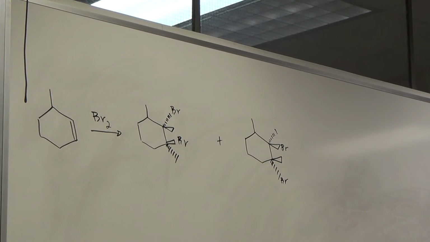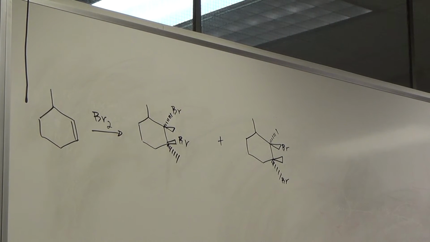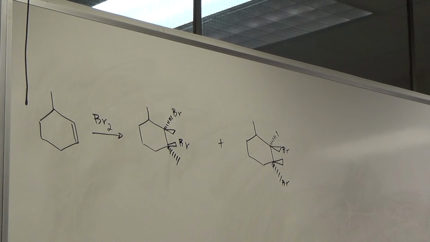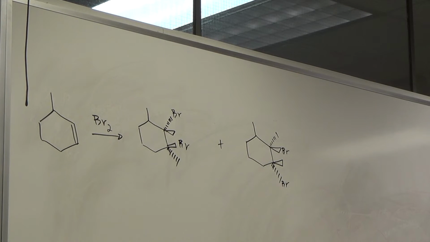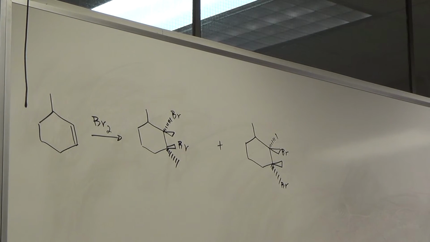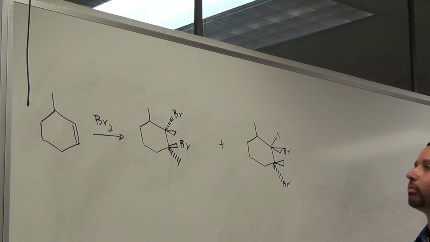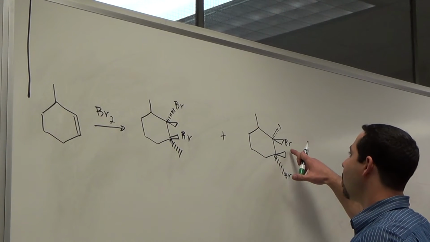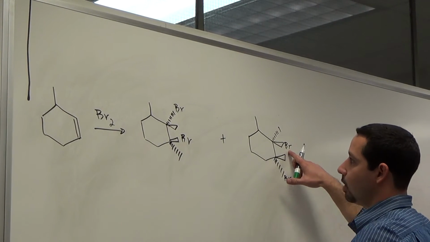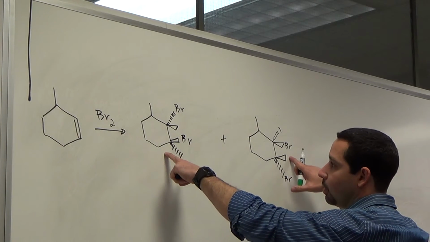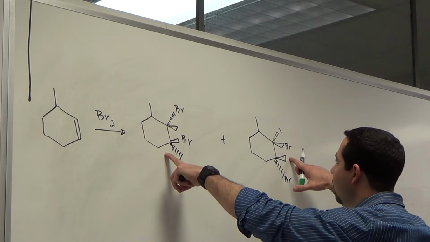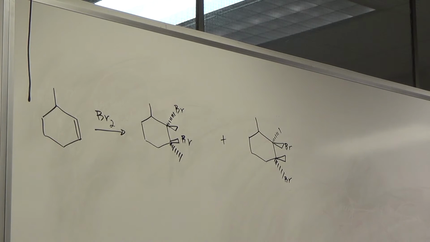Okay? What was the point of adding the methyl group? Why did you add it afterwards? I just felt like adding it. Okay? So, what are these two of each other? Enantiomers. They are enantiomers.